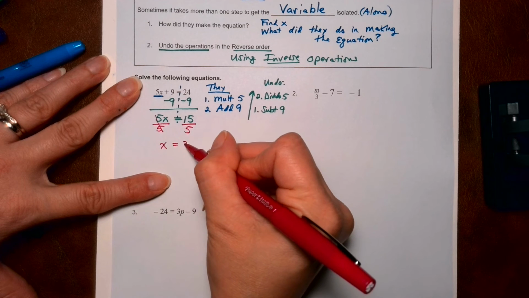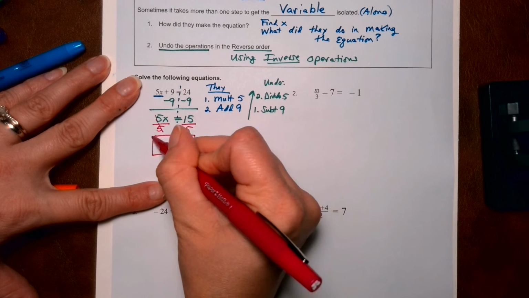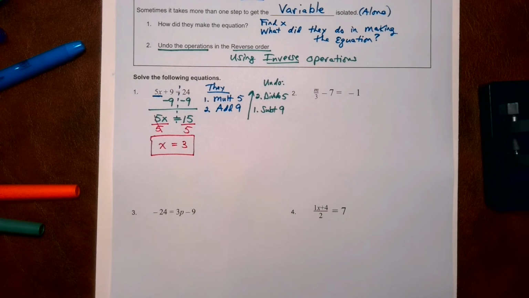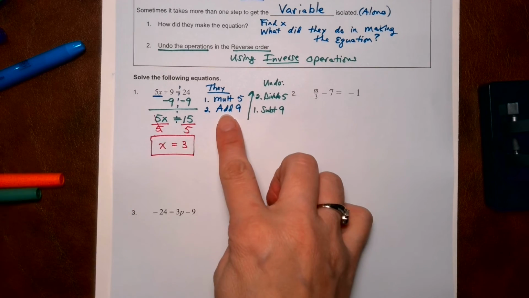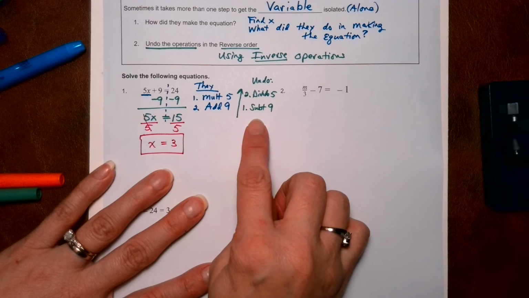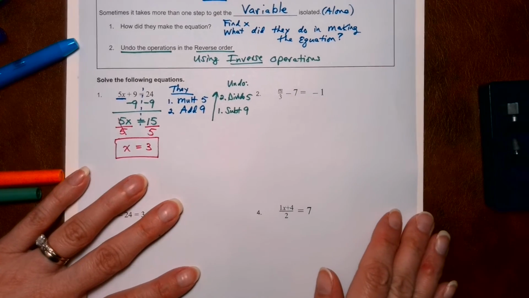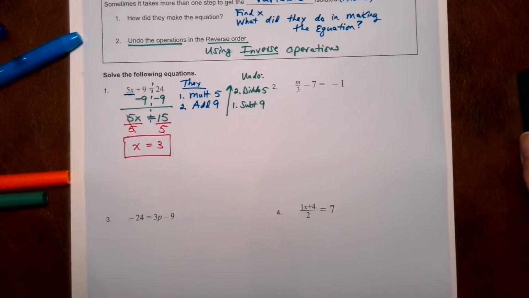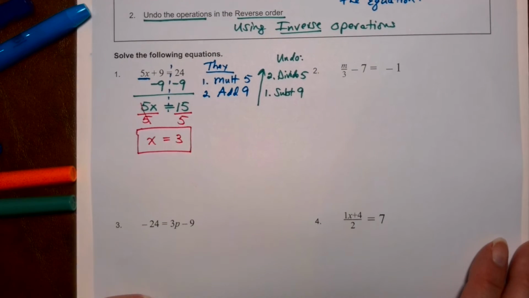15 divided by 5 is 3. Okay, so if the equation has more than one step, if it has 2 steps, we're going to have to undo 2 things. We have to undo them in the right order. Okay, let's get a little closer here. Number two.